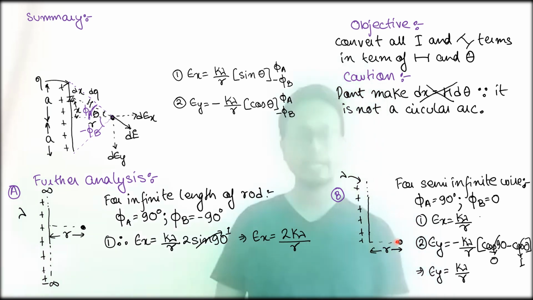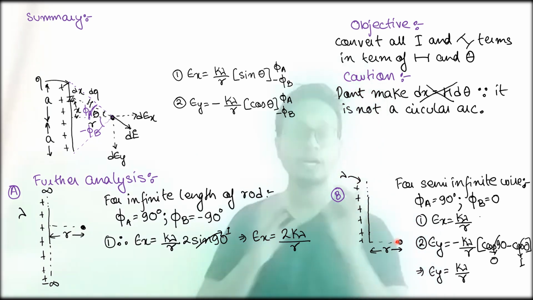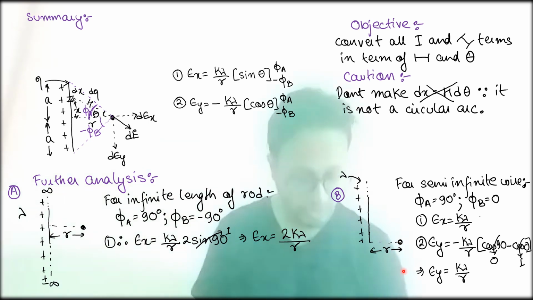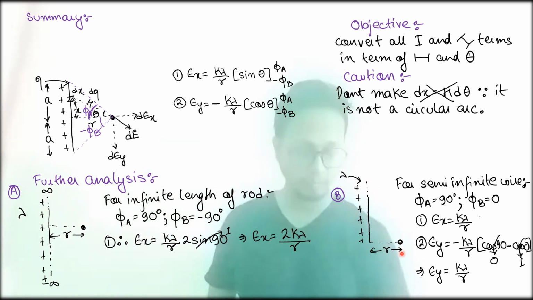What would be the direction of the vertical component of electric field? It would be downward. If you apply some logic, the vertical component of electric field would be downward, no? If a positive 1 coulomb charge is kept out here, the rod would push it downward.